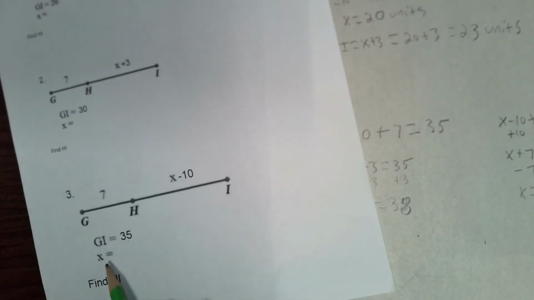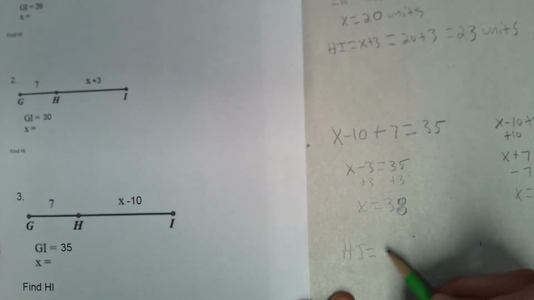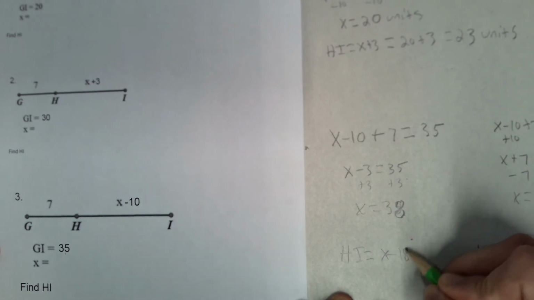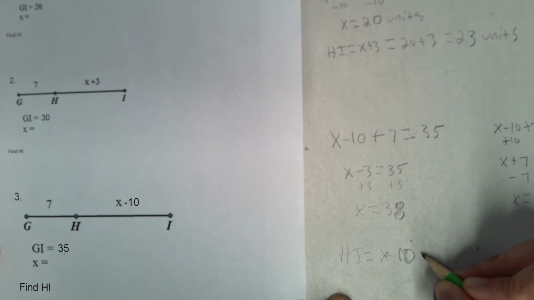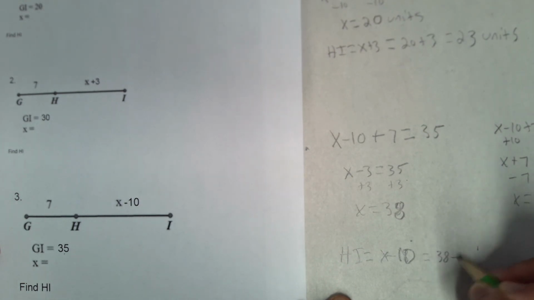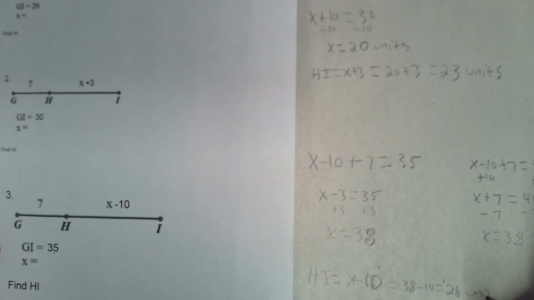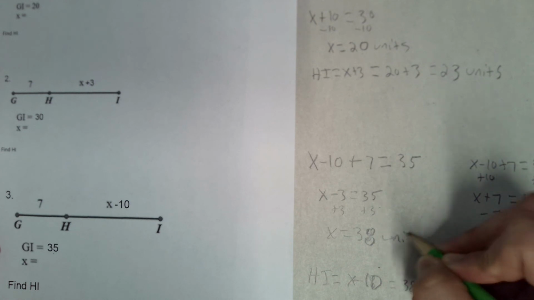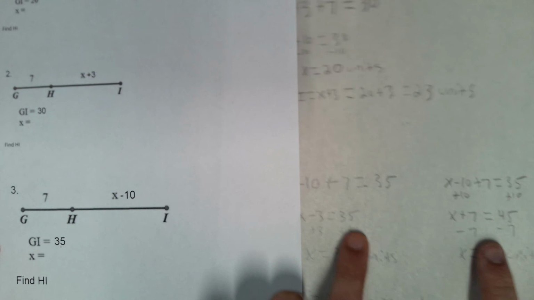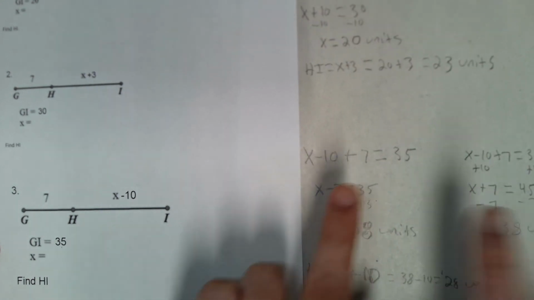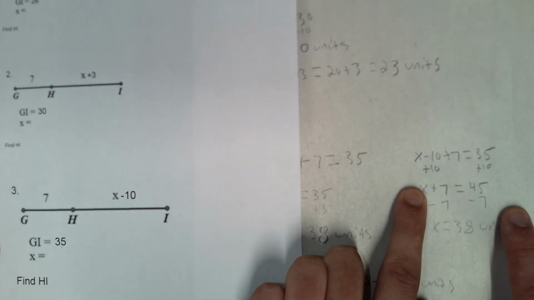And after we find x, we've got to find HI. So HI equals x minus 10. That's an 18, that's not a 10. There we go. HI equals x minus 10, which is going to be 38 minus 10, which is 28. And again, don't forget units here, and units here. Again, you're not solving this both ways. Okay, you pick one. Either do it this way or do it that way, whichever one you like. I just showed you two different ways.